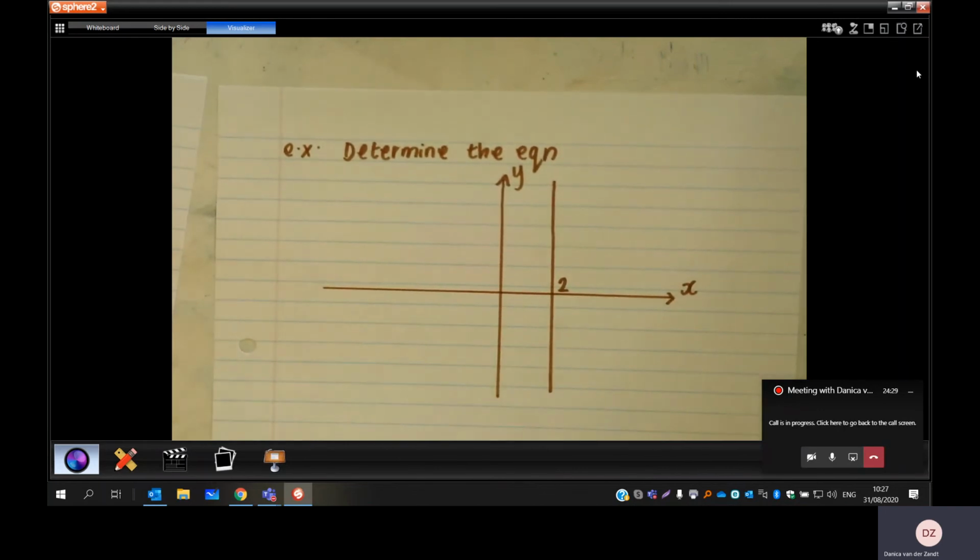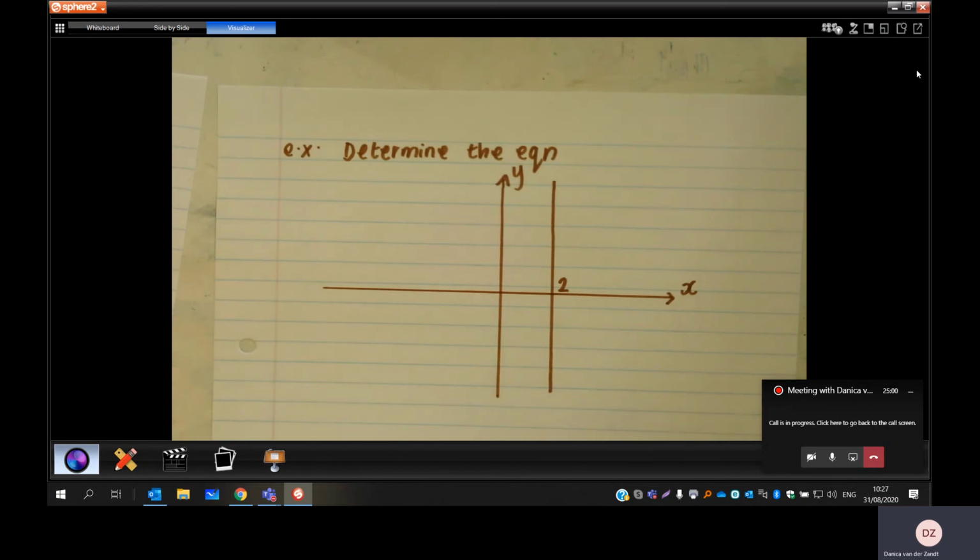I need an equation. Will it be in the form of y equals mx plus c? Why not? I'm not going through any y value. Yes, there's no y-intercept. Also, I said to you, y equals mx plus c is only for diagonal lines. Is this a diagonal line? What kind of line is this?